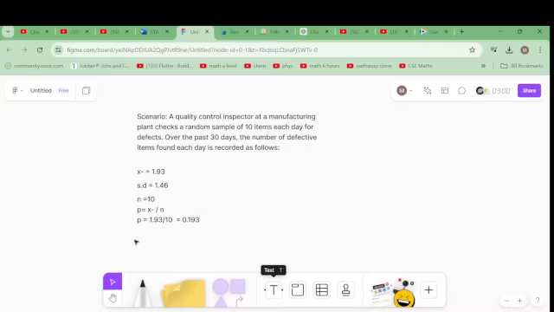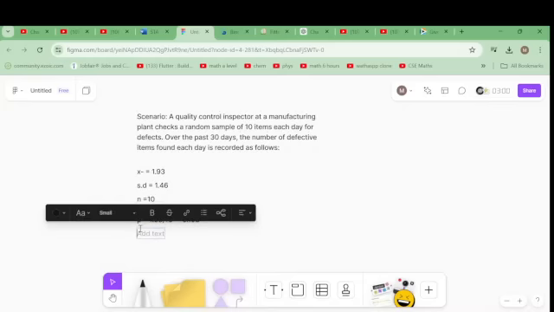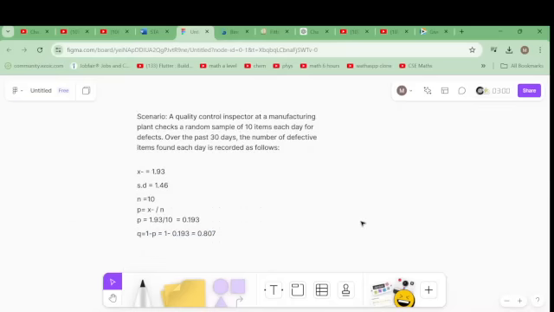The next thing, we find our q. If you remember, q equals 1 minus p, which is 1 minus 0.193. What is that? 1 minus 0.193 equals 0.807. See, so we have all the data we need. We have our p, we have our q. What is the next step?